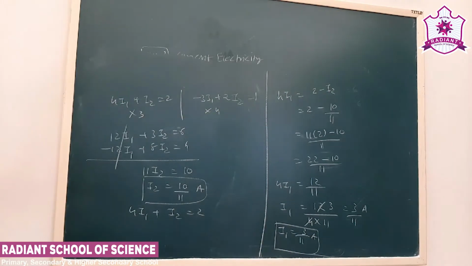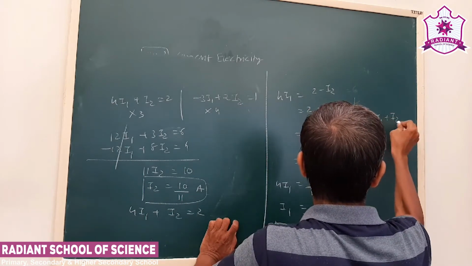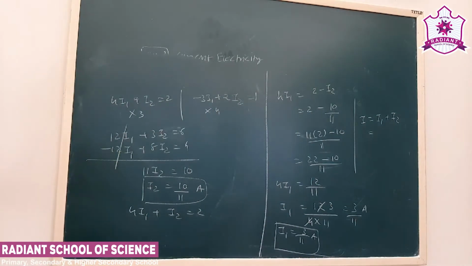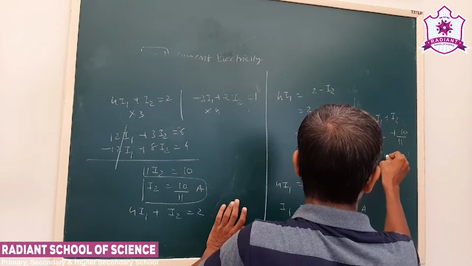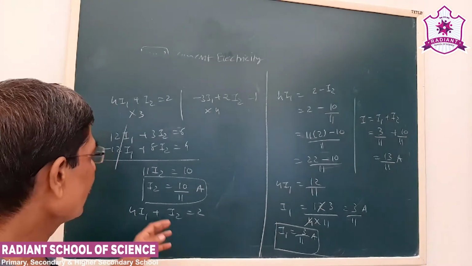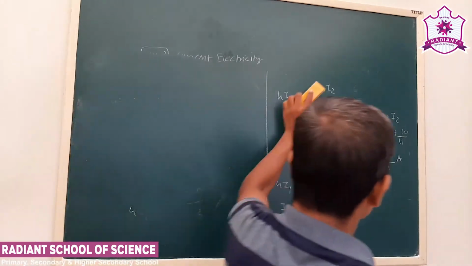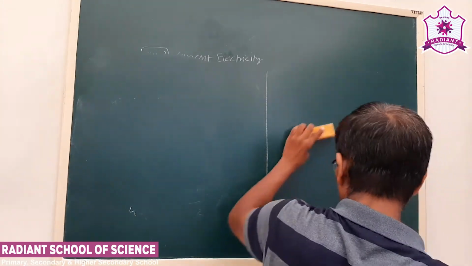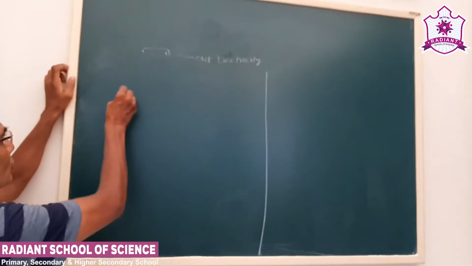Now suppose we are asked the total current in the circuit, then I is equal to I1 plus I2, that is 3 by 11 plus 10 by 11. So this is how we can analyze any circuit by using Kirchhoff's first and second law. This is how we have used it in the circuit to find the current. Now I am giving you some sums for practice that you can try yourself. Later on we'll have the solutions also.